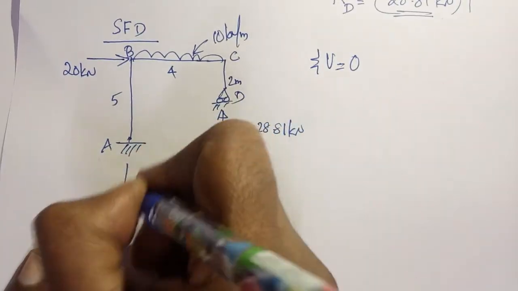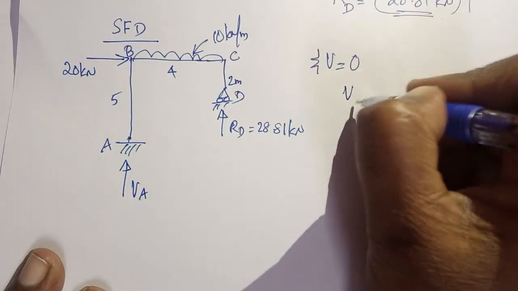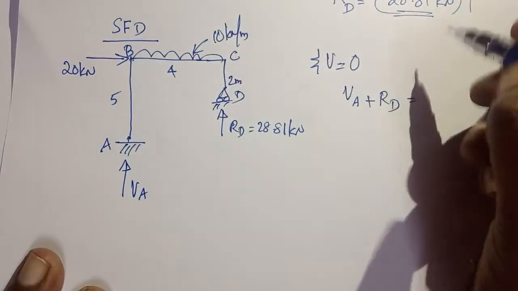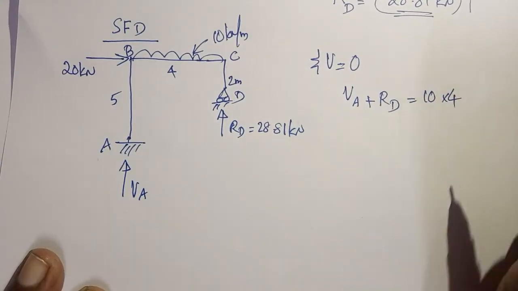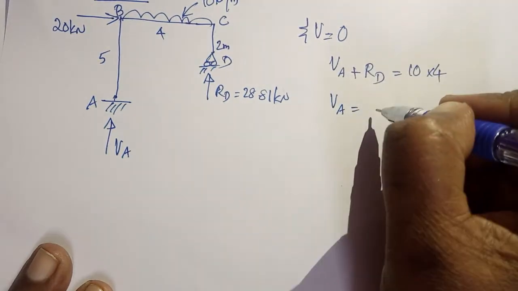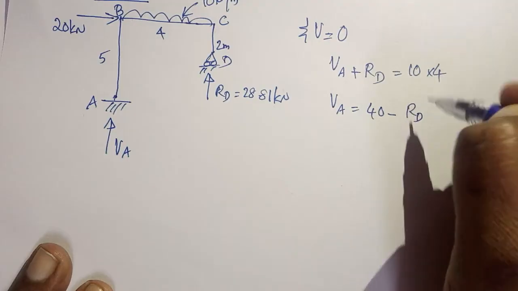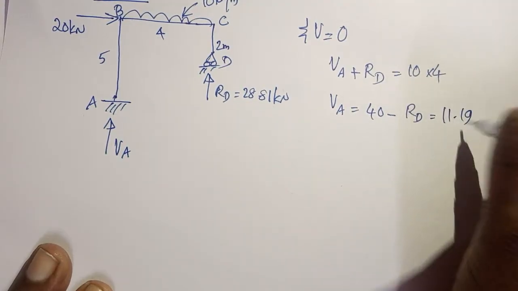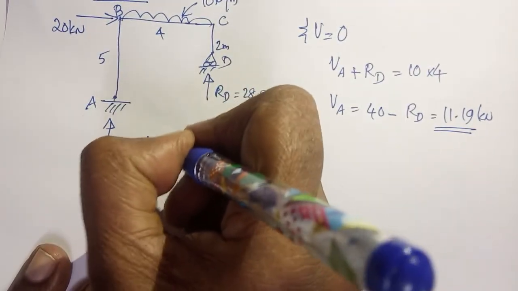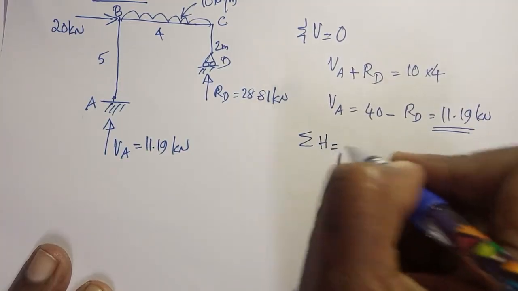A, B, C, D. Now let us consider sigma V is equal to 0. So the vertical reaction VA plus RD, the upward forces, is equal to the total external load, 10 into 4. From that we get VA is equal to 40 minus RD, which is 11.19 kilonewton.